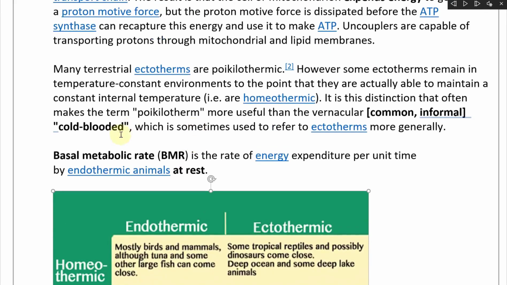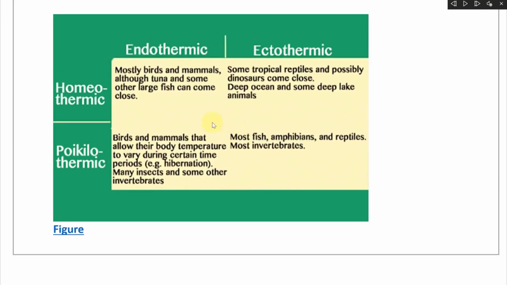But endothermic could also be poikilothermic. Let's see the pronunciation of that again. Poikilothermic. Alright, so that was a bit off. Let's try this again. Poikilothermic. Yeah, I don't know why my computer blows up sometimes. Let's try this again. Poikilotherm. Yeah, poikilotherm. All right. So even if it's endothermic, you'd have a poikilotherm, so birds and mammals that allow their body temperature to vary during certain time periods, e.g. hibernation. Many insects and some other invertebrates do this too.